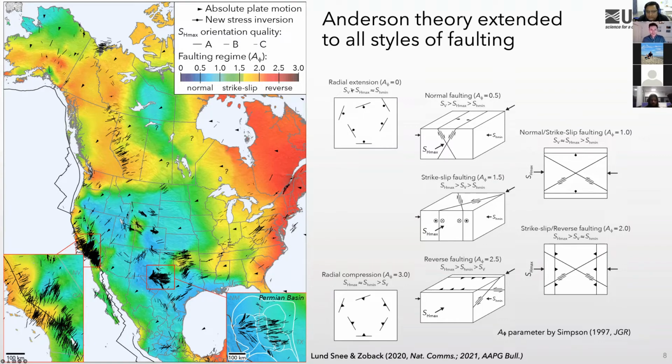So radial extension is the most extensional style of faulting, and that's just where the two horizontal principal stresses are about equal and the vertical stress is greatest. That would be an Aphe of 0.